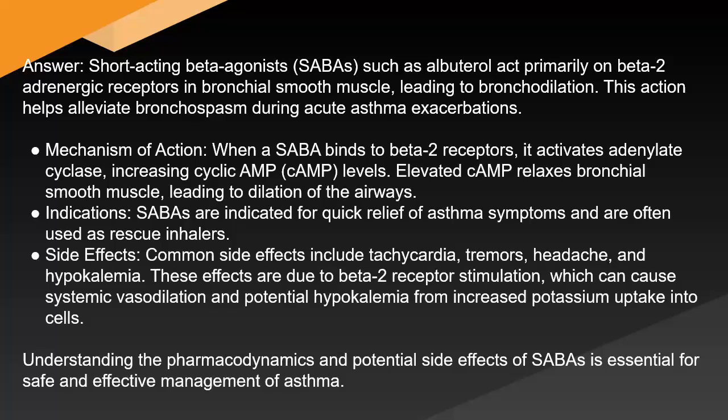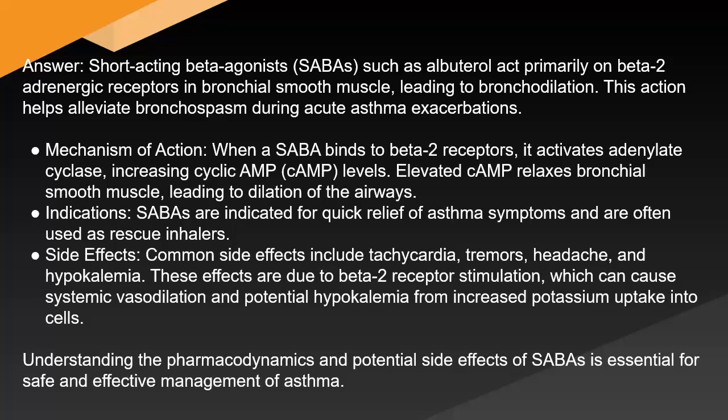Mechanism of action: when a SABA binds to beta-2 receptors, it activates adenylate cyclase, increasing cyclic AMP (cAMP) levels. Elevated cAMP relaxes bronchial smooth muscle, leading to dilation of the airways. Indications: SABAs are indicated for quick relief of asthma symptoms and are often used as rescue inhalers.